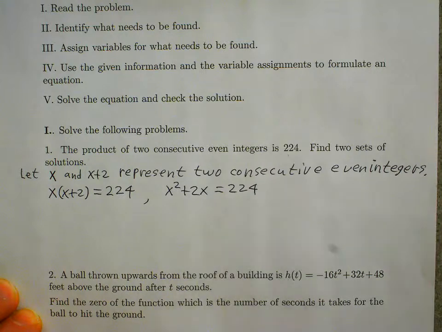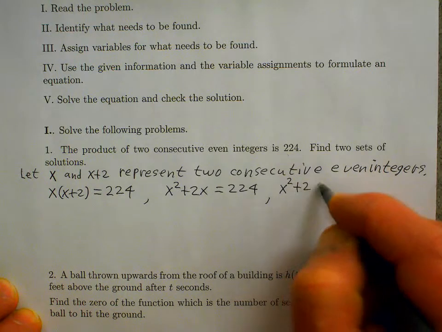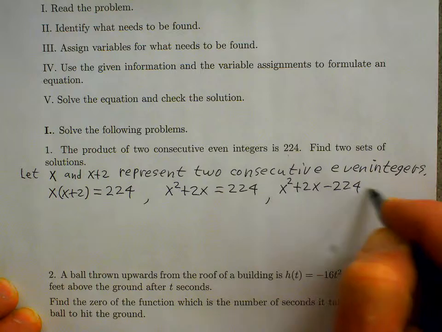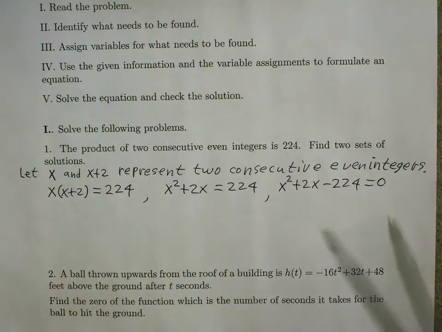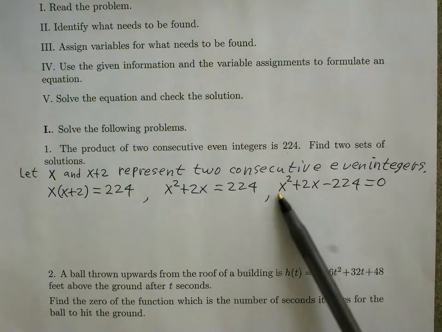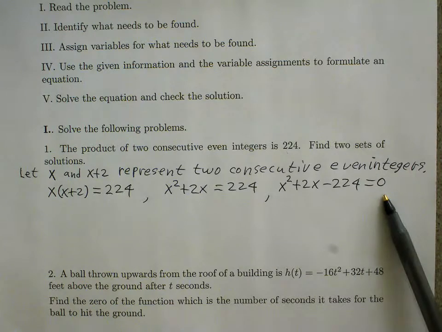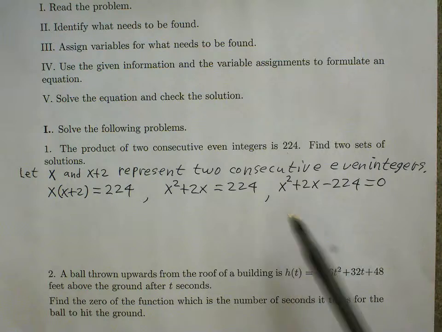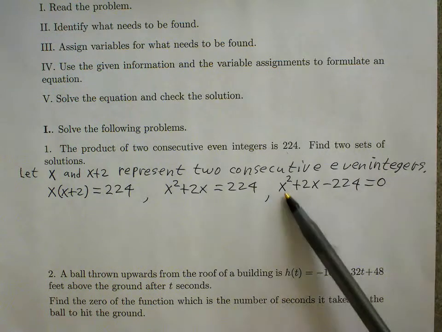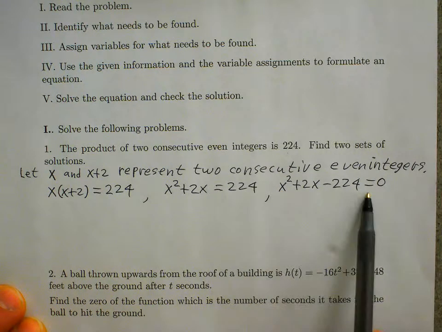We want one side to be 0, so we subtract 224 from both sides, and we get x squared plus 2x minus 224 equals 0. Okay, and we learned a thing or two about how to solve quadratic equations. That's what this is. This is a quadratic equation in the variable x. The right-hand side is 0, so we want to factor the left-hand side. So let's use the AC method.